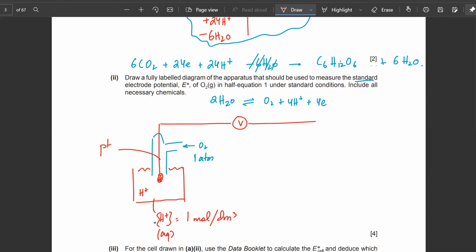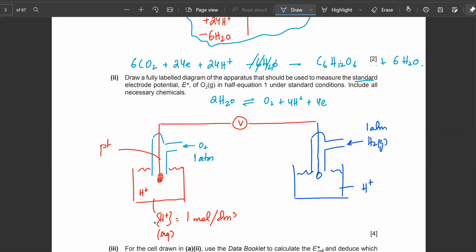So all electrode potentials are measured against what? What's the reference electrode? Hydrogen electrode. Okay, so you're going to measure it against the hydrogen electrode, which is again a gas electrode. So there's going to be H2 gas that's going to be pumped in at 1 atmosphere pressure. And the solution is going to have H plus 1 aqueous, and the concentration is going to be 1 mole per decimeter cube.